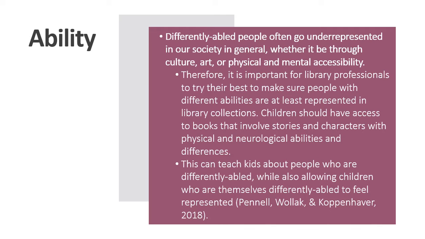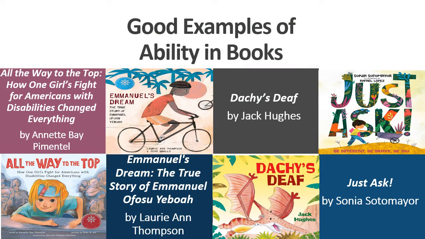Children should have access to books that involve stories and characters with physical and neurological abilities and differences. This can teach kids about people who are differently abled while also allowing children who are themselves differently abled to feel represented. Here are a few good examples of differently abled people in children's books.